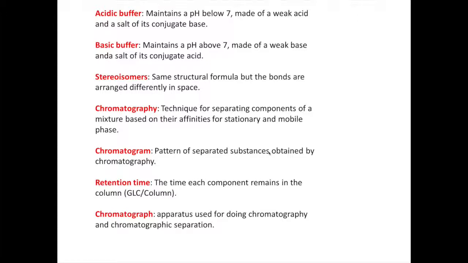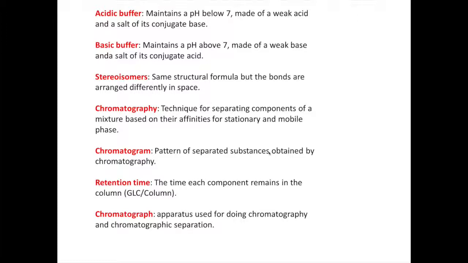Right, an acidic buffer will maintain a pH below 7 and it's made of a weak acid and a salt of its conjugate base. A basic buffer will maintain a pH above 7 and this is made of a weak base and a salt of its conjugate acid. Stereoisomers have the same structural formula but the bonds are arranged differently in space.